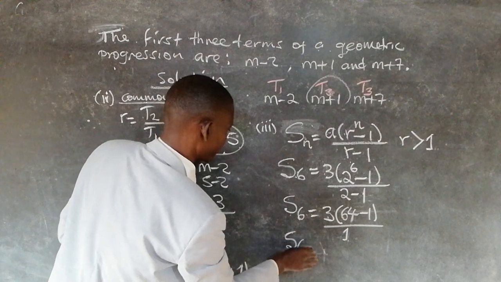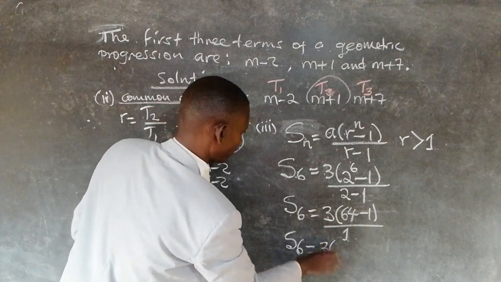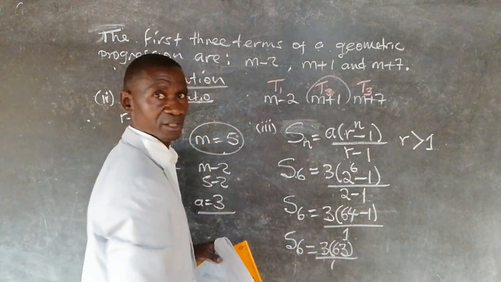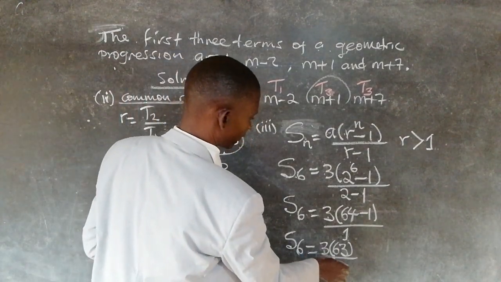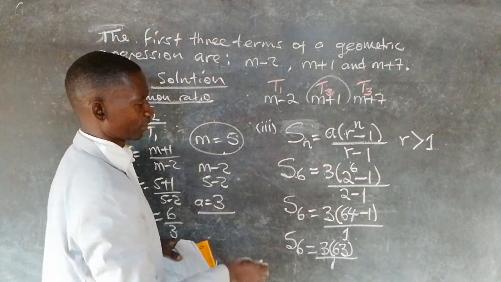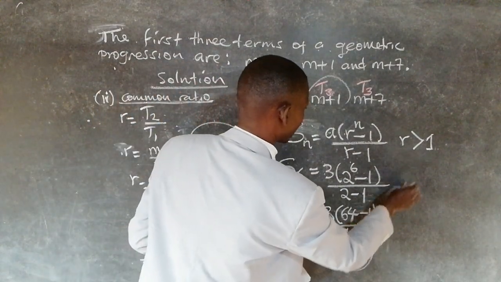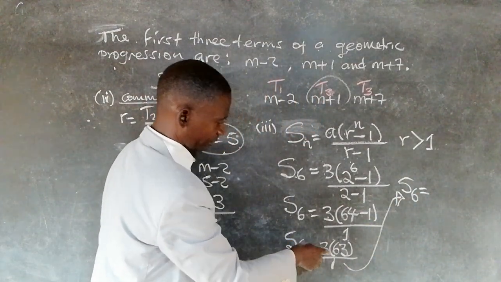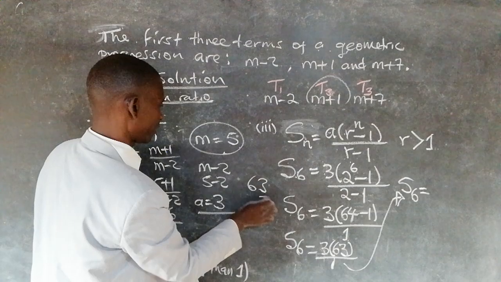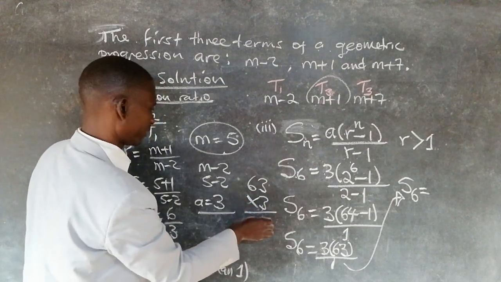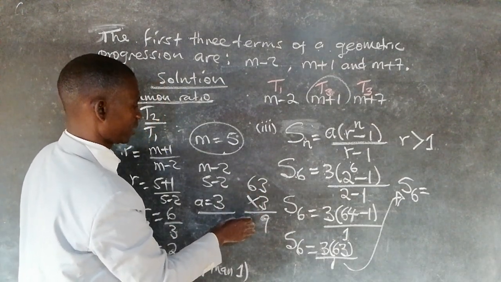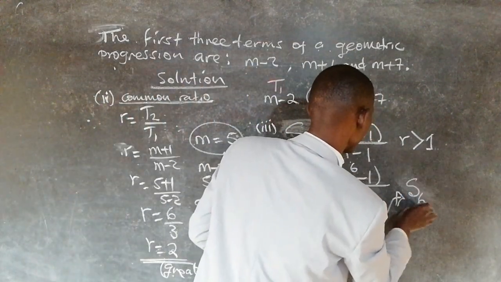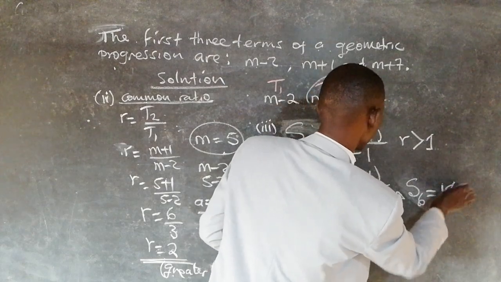So sum of the first 6 terms equals 3 multiplied by 64 minus 1, this is 63. Then divided by what? 1. Remember, if 1 is divided into any number, we get the same number. So the sum of the first 6 terms is going to be 3 times 63. 3 by 3 it is 9, and 3 by 6, 18. So this is 189. So the sum of the first 6 terms is equal to 189.